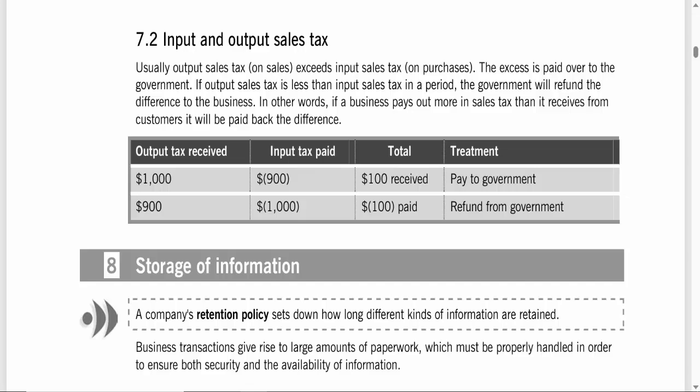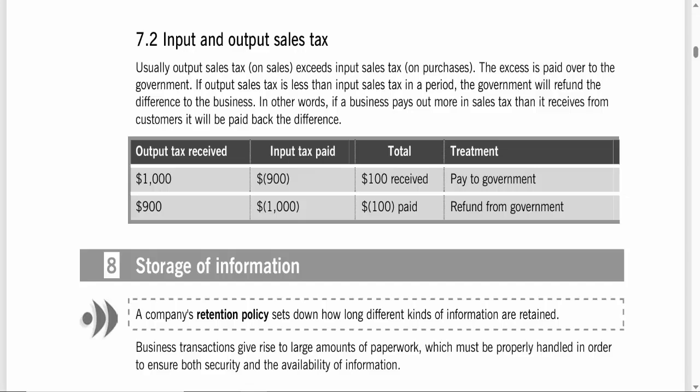1. Output sales tax. This is the tax that a business charges to customers on its sales. Think of this as the tax that a business collects when it sells a product. For example, when a store sells a product to a customer, it might add a sales tax on top of the selling price. This sales tax amount is collected by the business but does not belong to it. It belongs to the government.